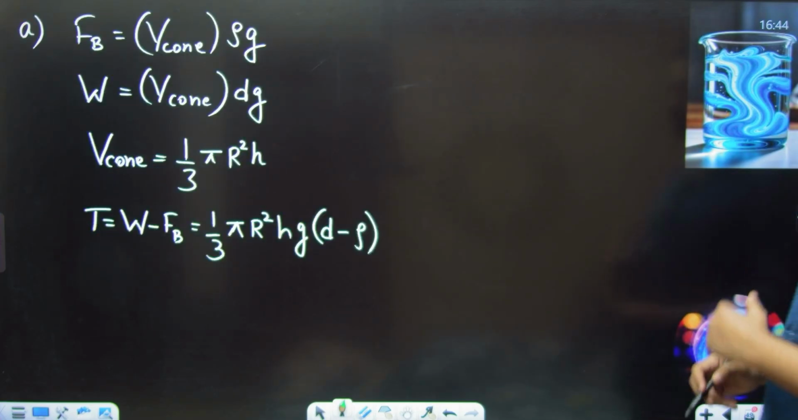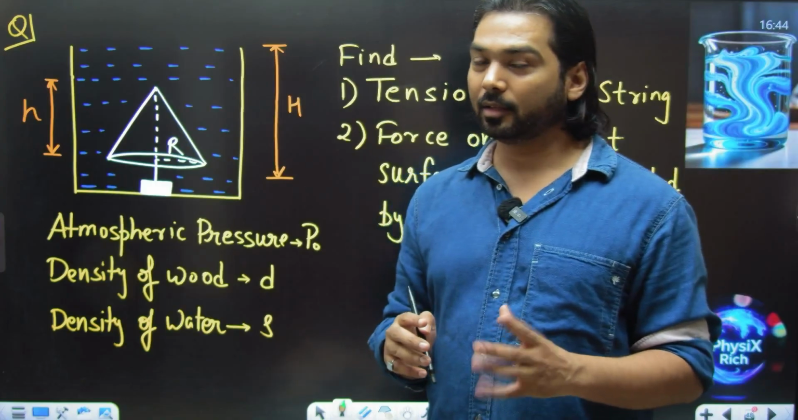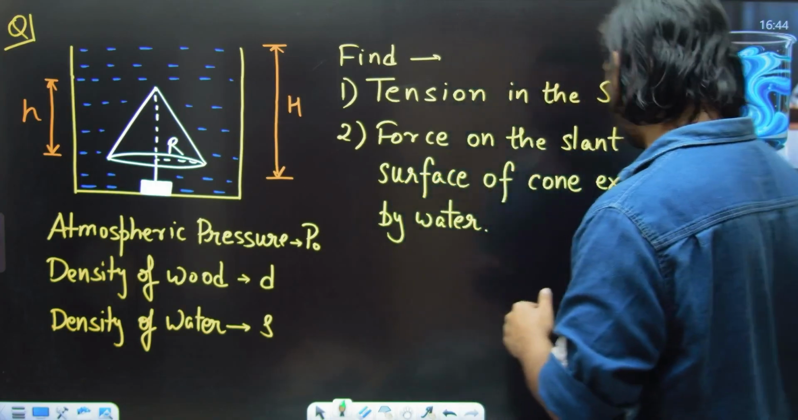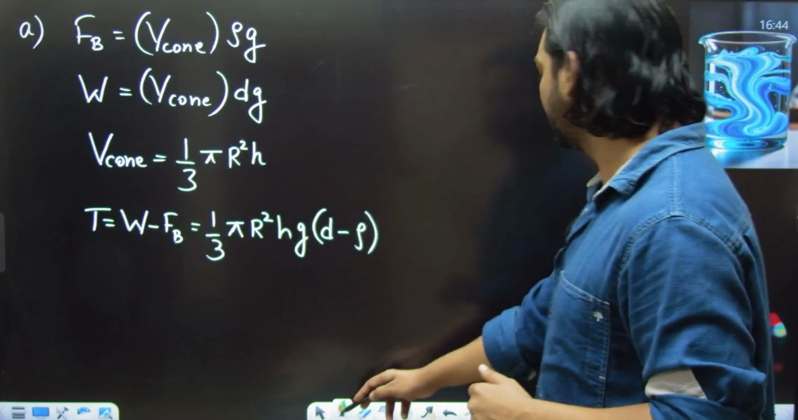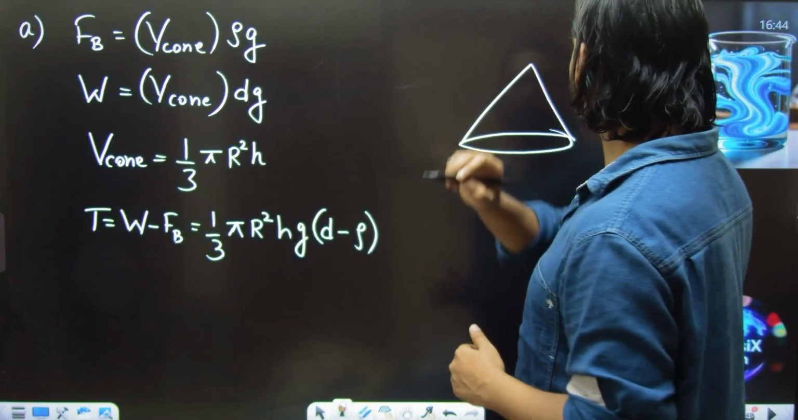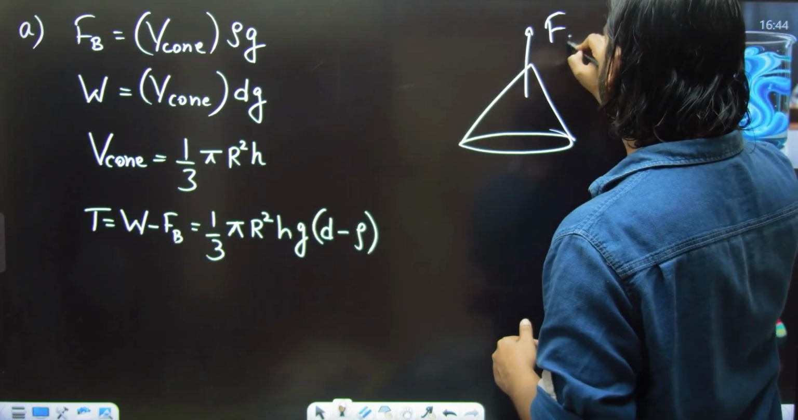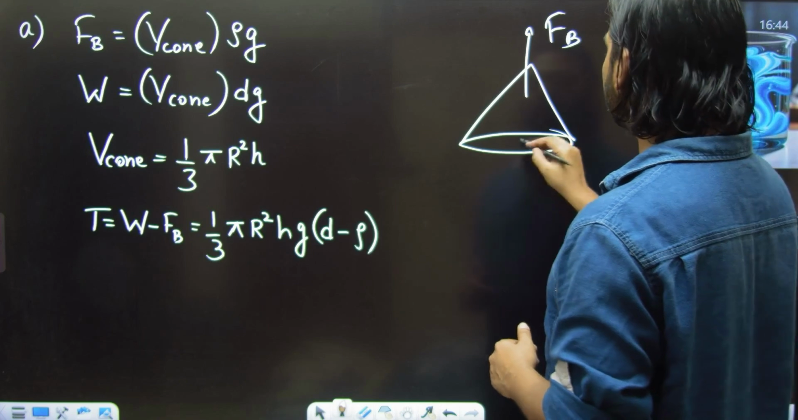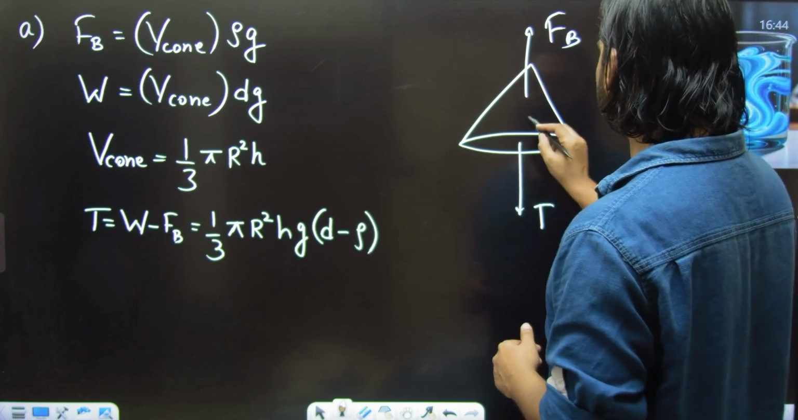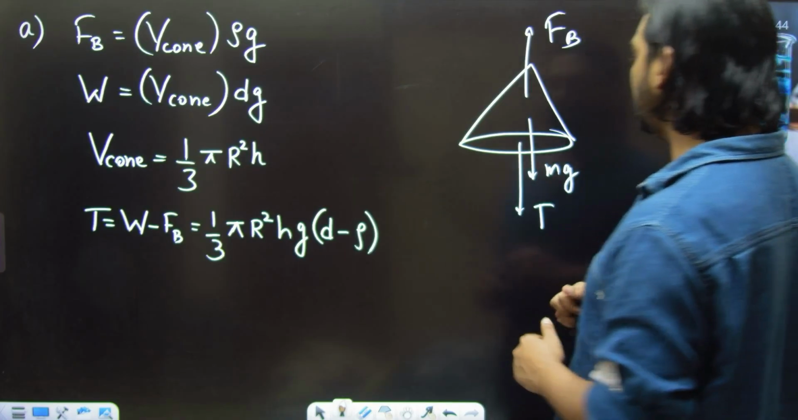So what is happening, guys? We are interested in the FBD. Again, let's draw the FBD. The first rule of mechanics is to draw the FBD. There's a buoyant force acting up, for sure. There's a tension acting down, and there's mg acting down.